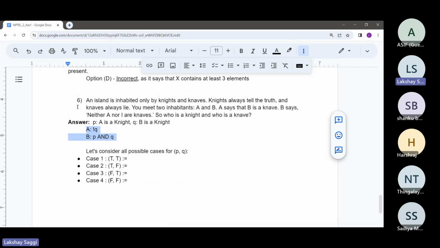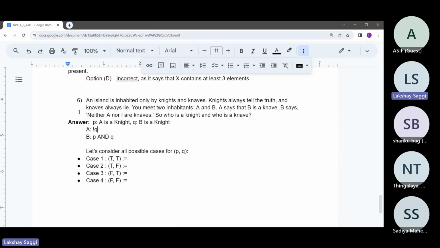So if A was a knight, then this statement must be true. Not Q must be true. And if A was a knave, then A was lying. And so not Q should be false, and so Q should be true, in fact. So this is the approach which we'll be following.